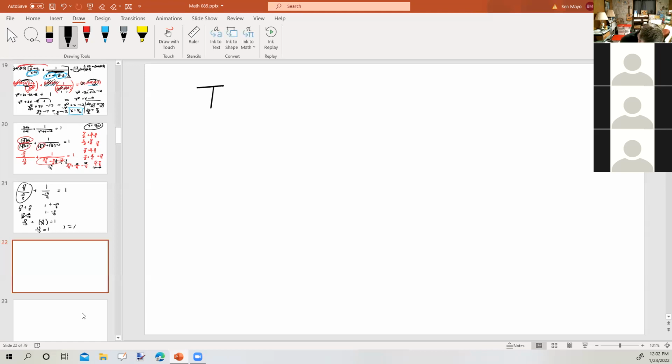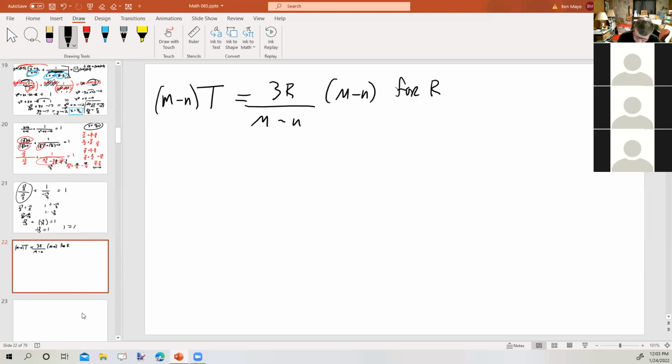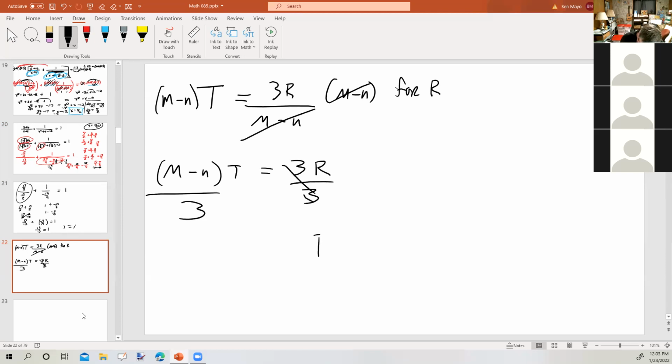Okay, how about this one? T equals 3R over (M minus N). And we are to solve for R. So I could clear the fraction by multiplying both sides times (M minus N). On the right, these would reduce out and I would have (M minus N) times T equals 3R. Then I could divide both sides by 3 and R would equal (M minus N) times T all divided by 3. Any questions on that one?